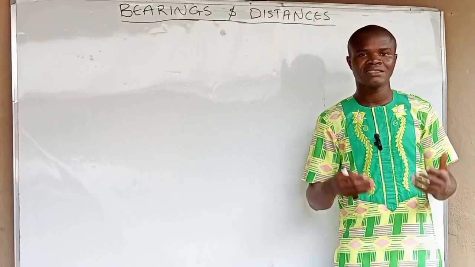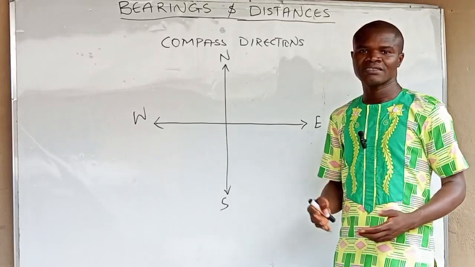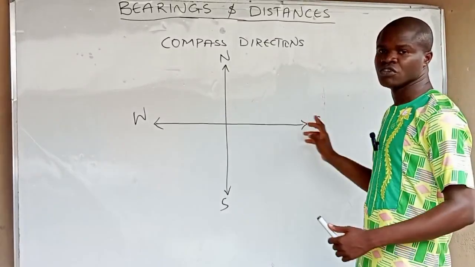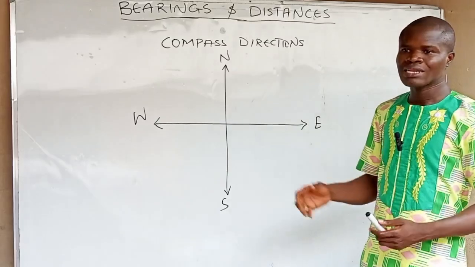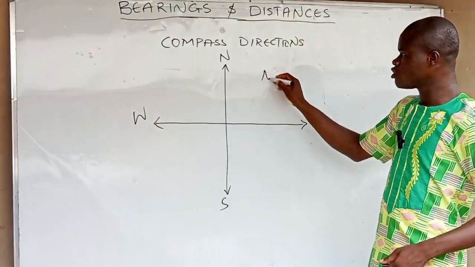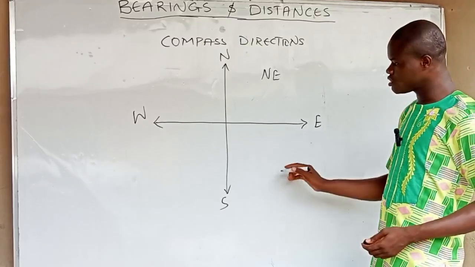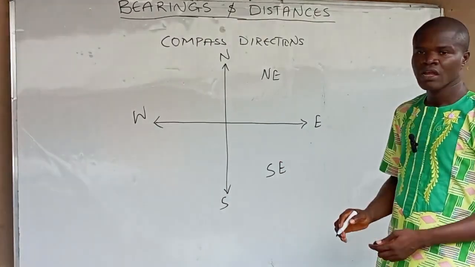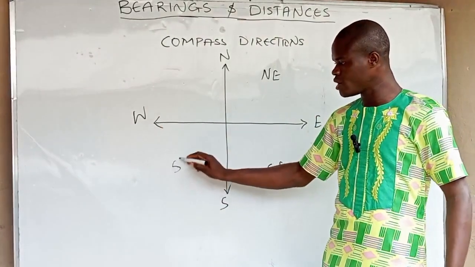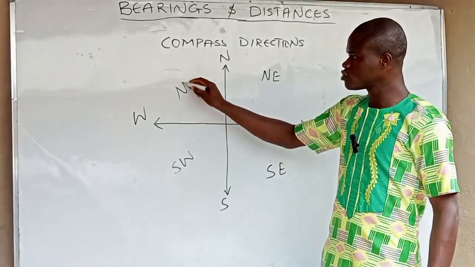For you to understand bearing and distances very well, you have to understand what is compass directions. So the compass direction has 4 cardinal points: the north, the south, the east, and the west. When an object is found somewhere around this region, we call this region northeast. And when an object is found around this region, we call this region southeast. And when an object is found around this region, we call this region southwest. And when an object is found within this region, we call this region northwest.